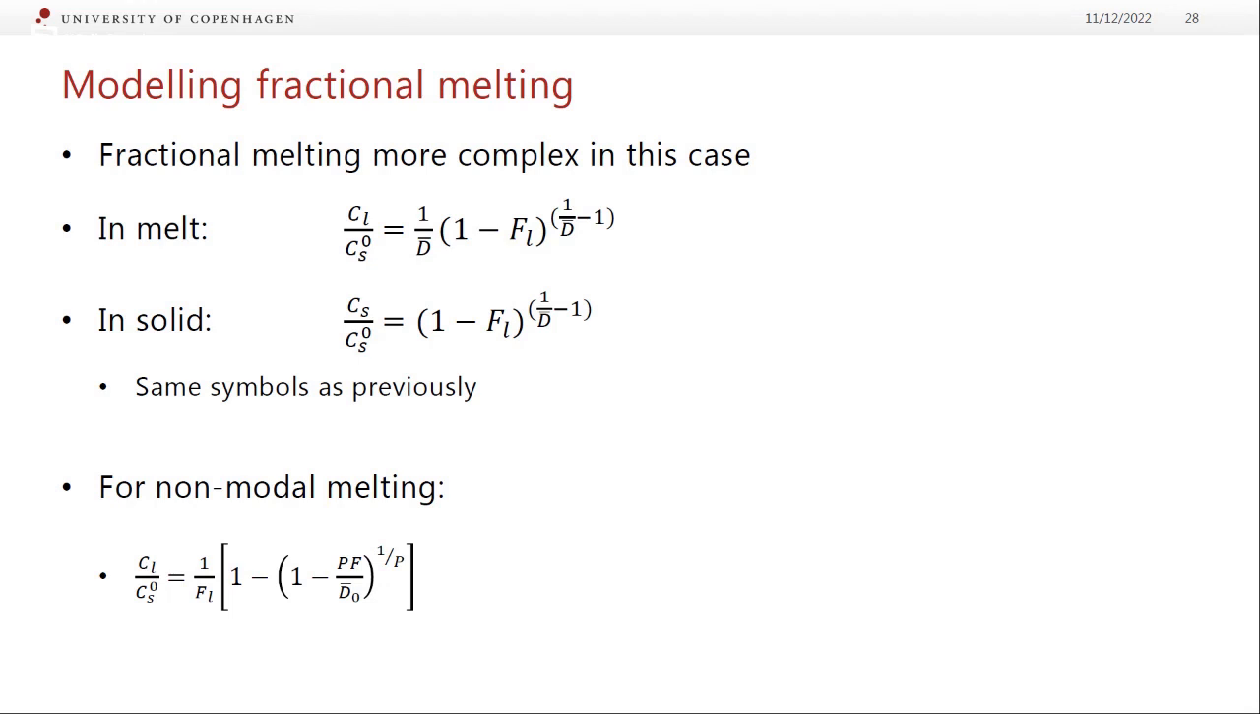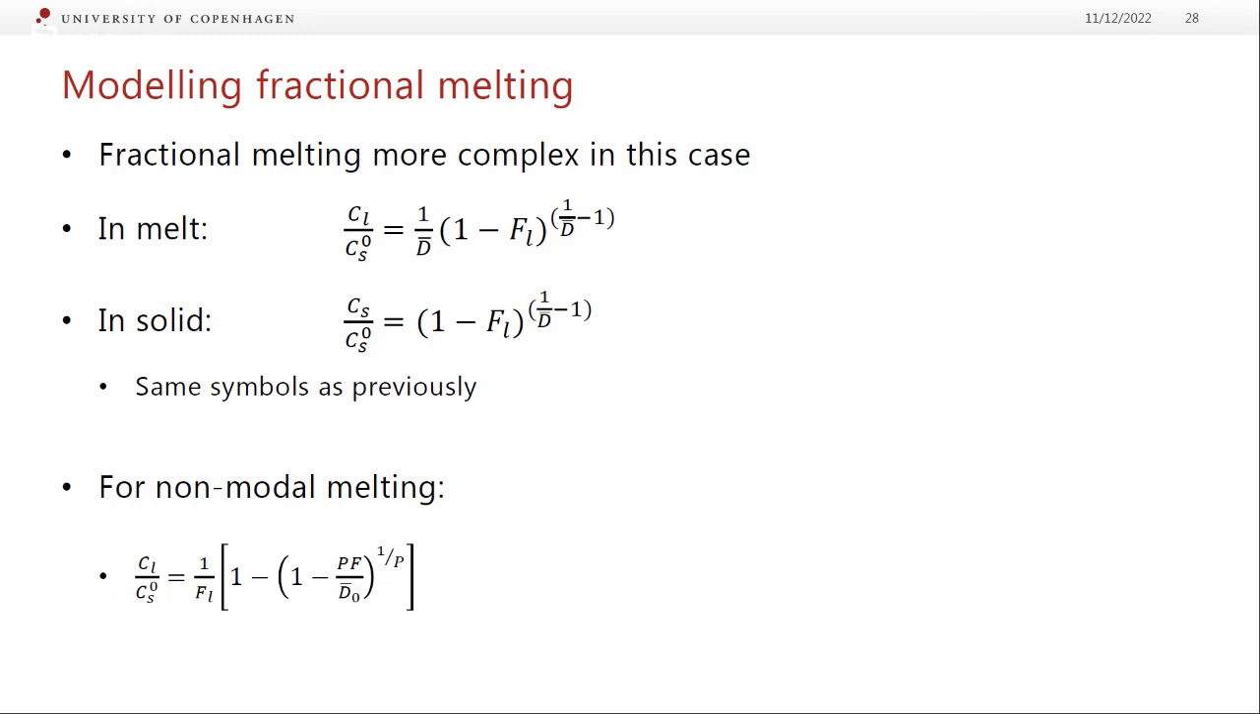Okay. In the last example, for crystallization, I think fractional crystallization equations are a bit more simple, but they're more complicated than the equilibrium melting. And here we have concentration in the liquid divided by the original concentration in the solid is 1 over the partition coefficient times 1 minus the fraction of melt that's been formed to the power of 1 over the partition coefficient minus 1. Again, you don't need to remember this, but we'll try some calculations with it in the exercise.